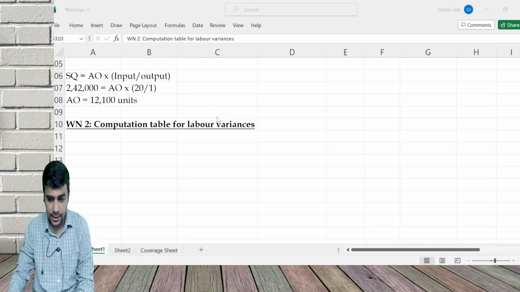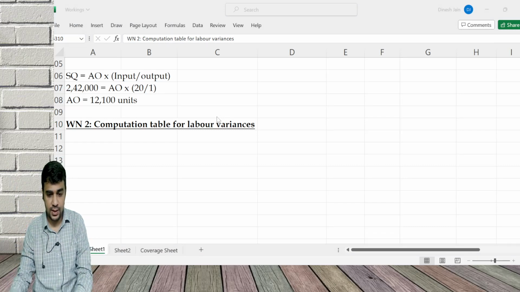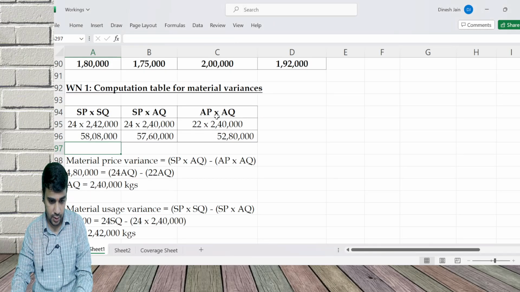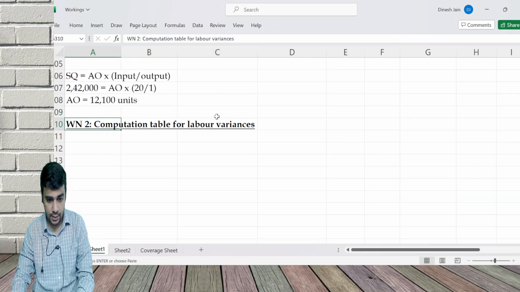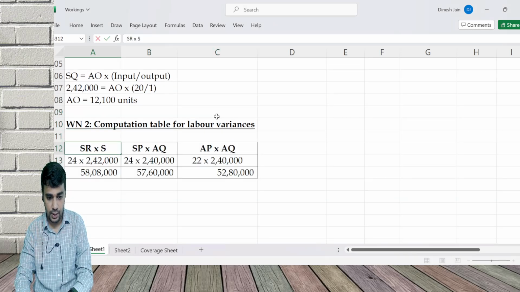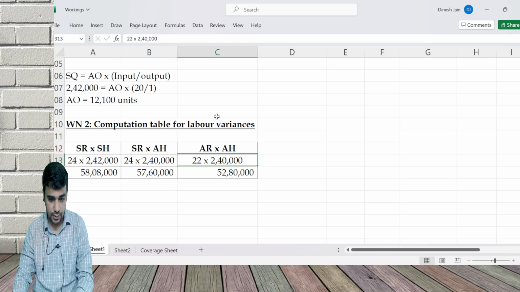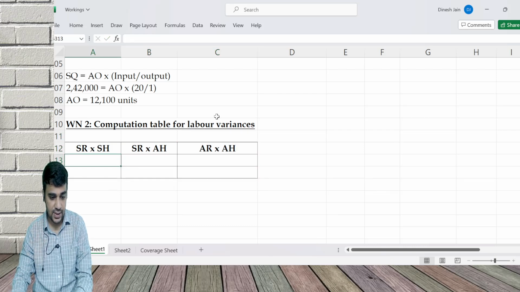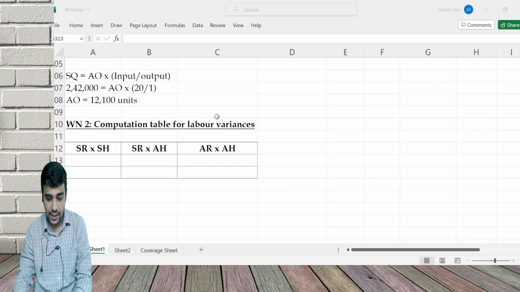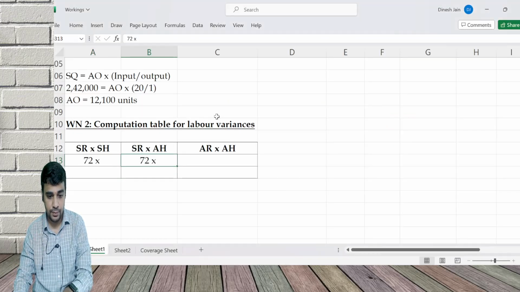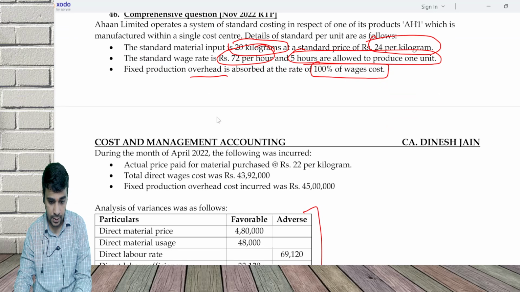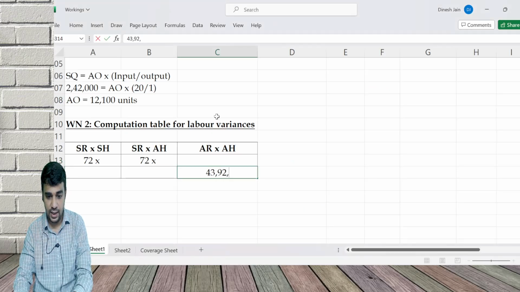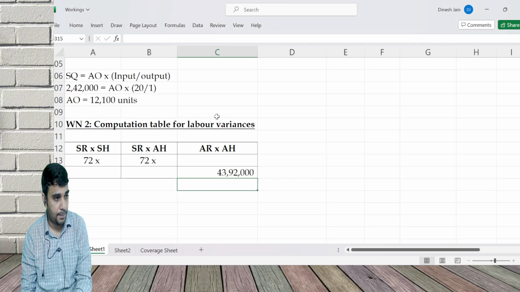Single labor, multiple labor, with idle time, without idle time. So three columns only. SR into SH, SR into AH, AR into AH. Whatever is readily available, let's first copy them. SR is 72. This is 4392. I don't know the breakup. I'll see the breakup part, but it is 4392.